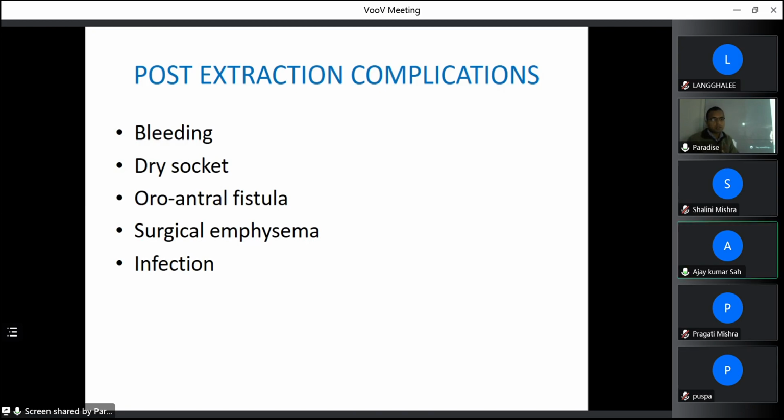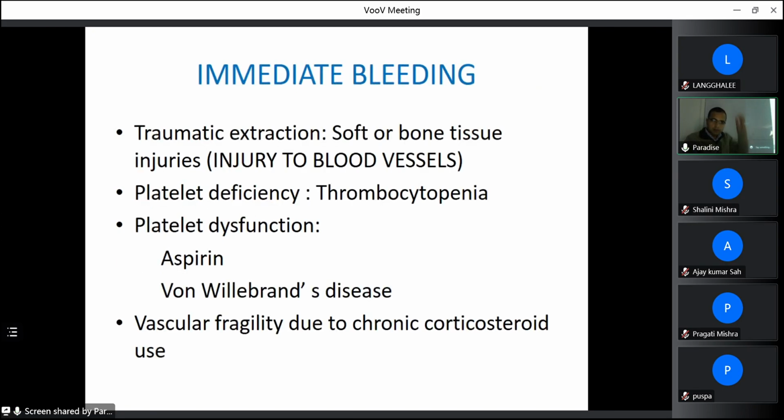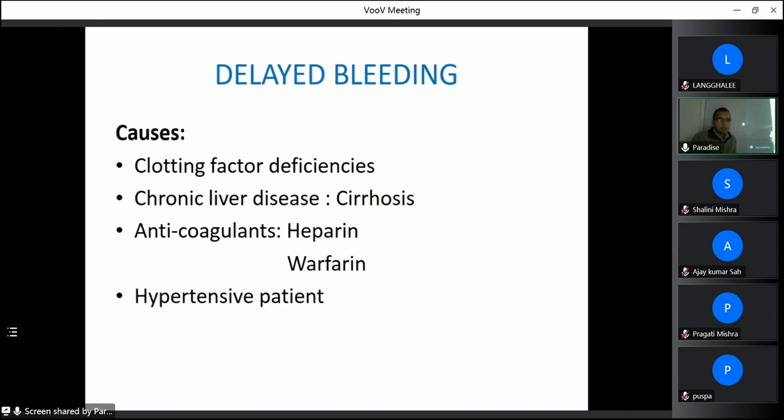So post-extraction complications can be bleeding, dry socket, oroantral fistula, surgical emphysema or infection. Immediate bleeding is due to traumatic extractions, soft or bone tissue injury, injury to a blood vessel, or platelet deficiency. If the platelet count is less than 50,000, the chances of bleeding are very high. Platelet dysfunction, if the patient is taking aspirin, or if there is bone marrow disease, then in such condition also the tendency of bleeding is high.